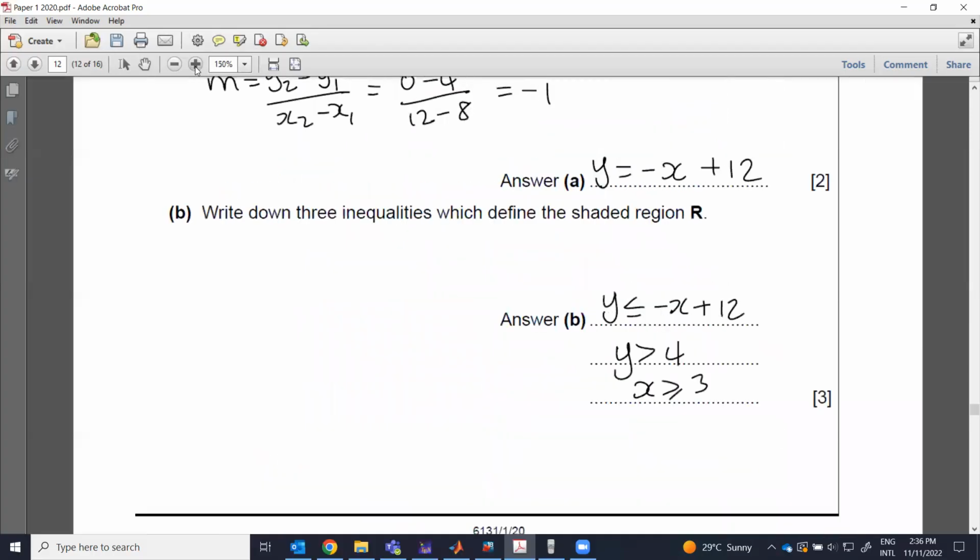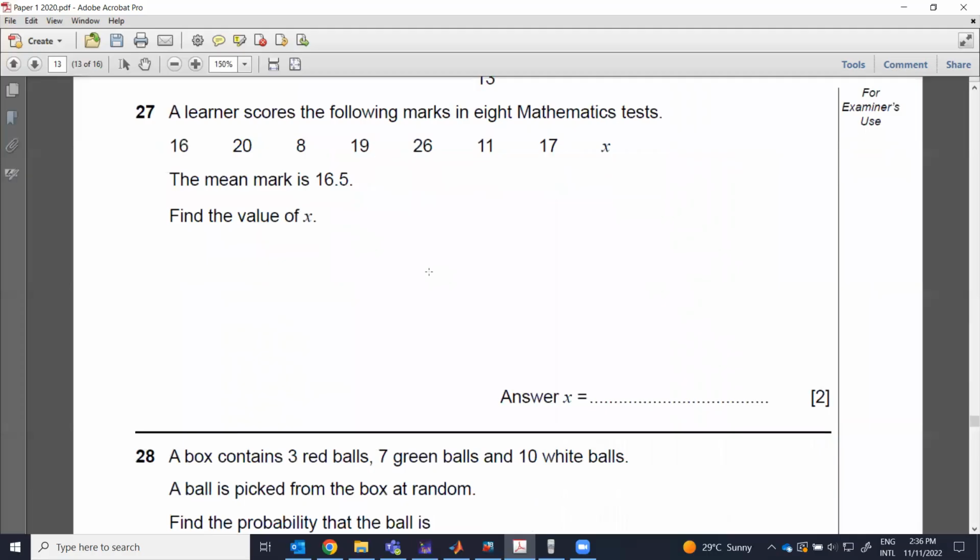Okay, zoom in again. Number 27, a learner scores the following marks in 8 mathematics tests. The mean is 16.5. Find the value of x. So to find the mean, we know that you have to add all the values and then divide by the number that you have. So you would say 16 plus 20 plus 8 plus 19 plus 26 plus 11 plus 17 plus x, and then you would divide all of these by 8 because there's 8 tests.